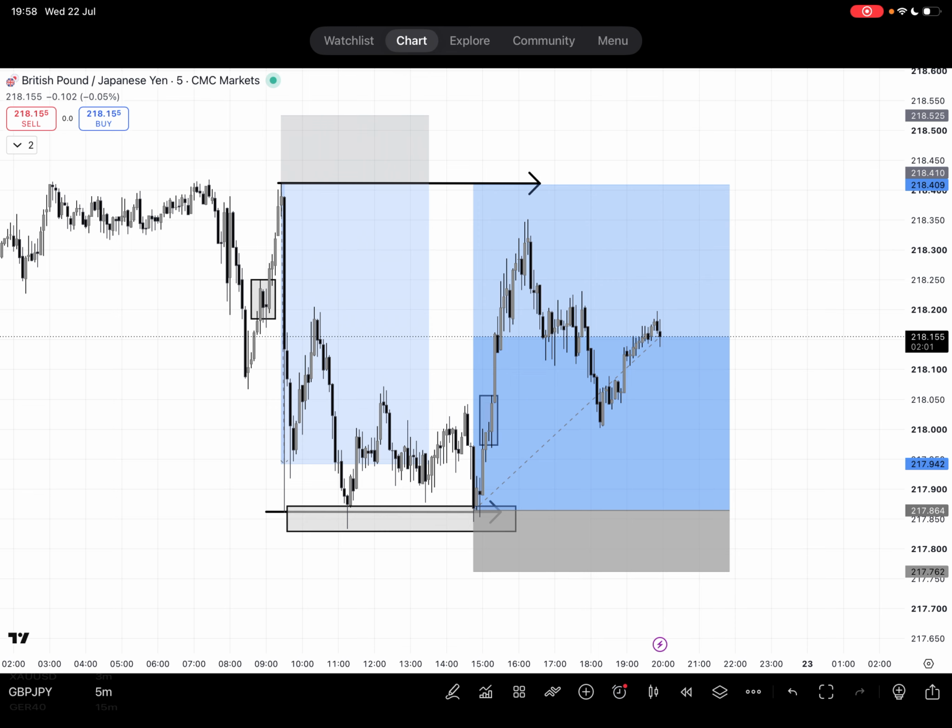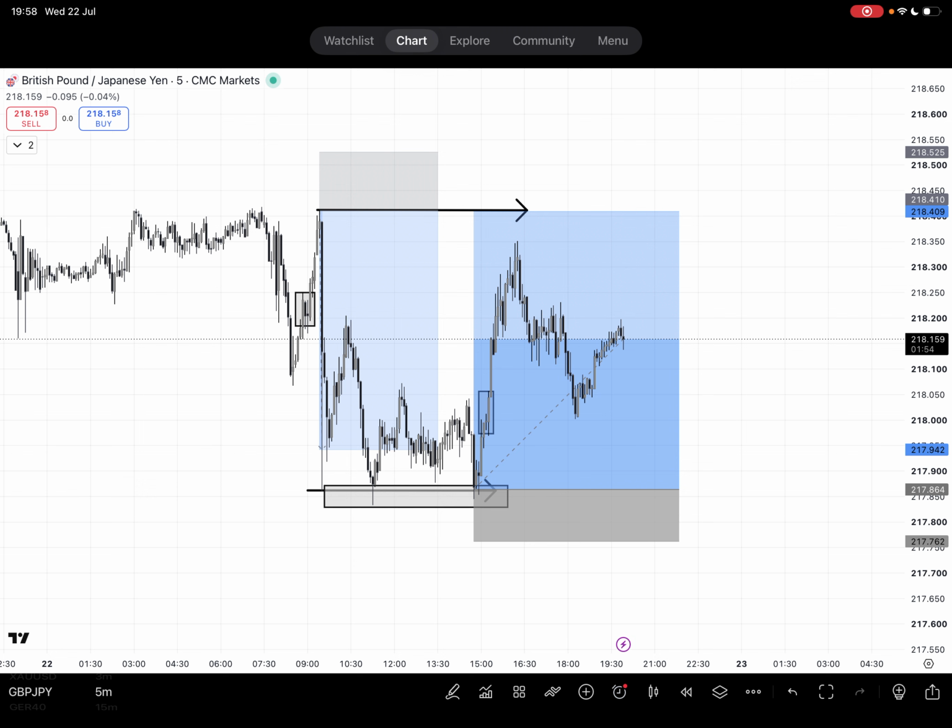You do the same thing the next day. It doesn't always work, so you need to identify structure and when to use it. You can combine this concept with supply and demand, imbalances and these sorts of concepts, and you will see a lot more consistency in your trading.